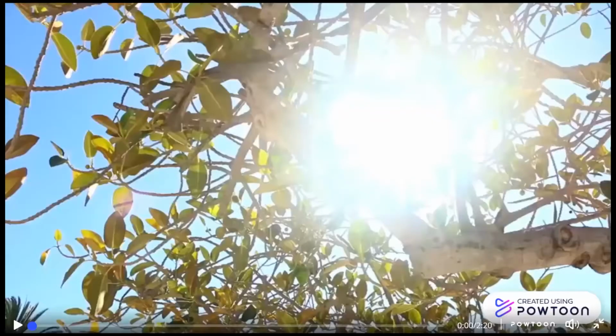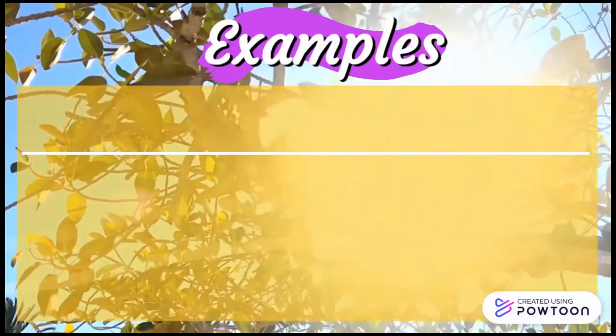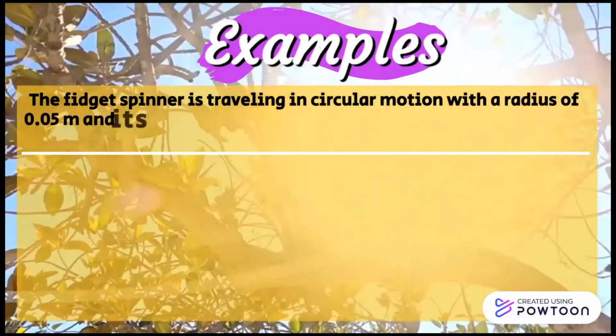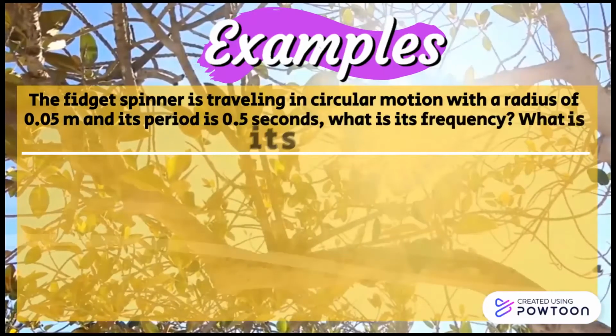Now we will continue with examples. The fidget spinner is traveling in circular motion with a radius of 0.05 meters, and its period is 0.5 seconds. What is its frequency and what is its speed?